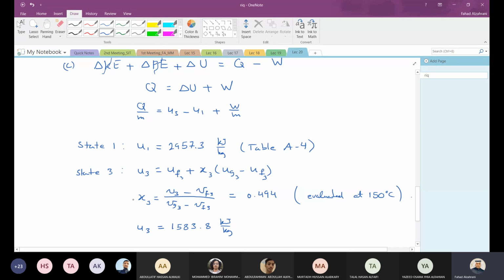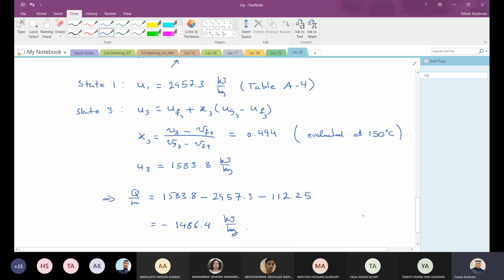So I have U1 and I have U3, so I can simply plug in U3 minus U1, plus the work already evaluated from the previous part, so I end up with this. Putting all the numbers here, you get the final answer to be minus 1486.4 or around this, kilojoules per kilogram. You see that the Q here, the heat transfer, is negative. That means this is heat transfer into the system or out of the system?